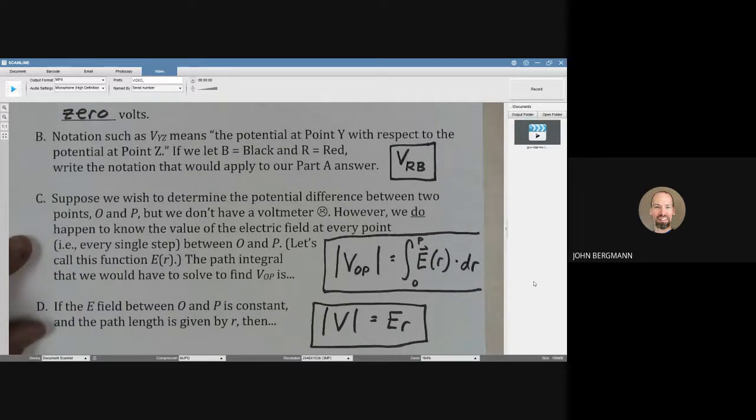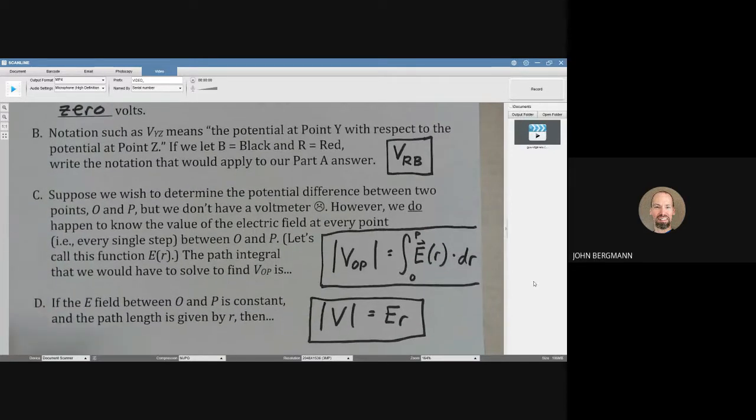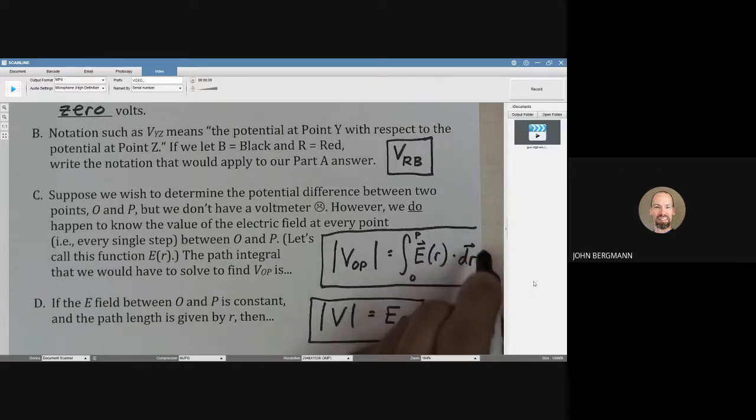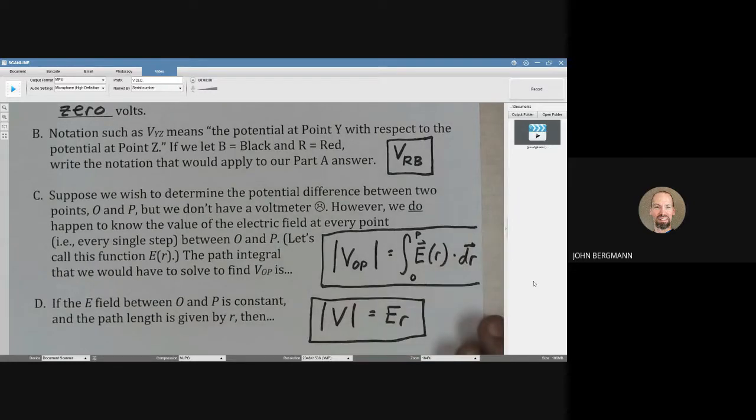All right, suppose we wish to determine the potential difference between 2 points, but we don't have a voltmeter. But we do know the value of the electric field at every point between O and P. Let's call this function E of R. The path integral that we would have to solve is we would have to integrate the electric field at every point along the path. There's a little vector right there. And I just put the magnitude of the potential, which is good enough for what my purposes are.